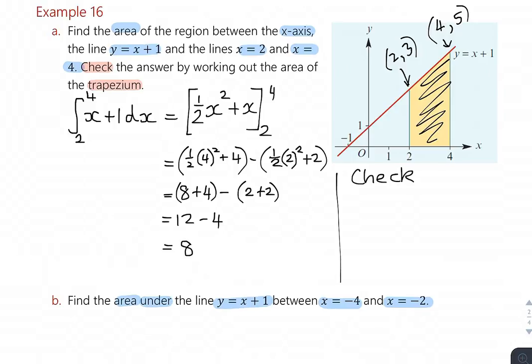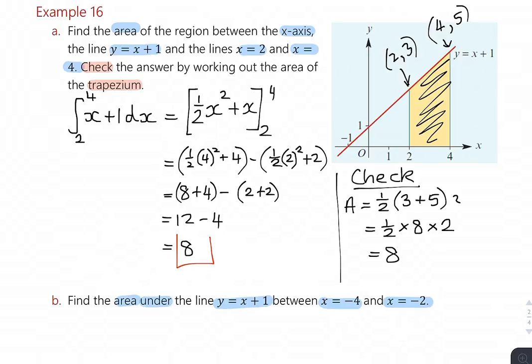We do need to check this, so we're going to check it using the area of the trapezium formula, so a half a plus b multiplied by the height. In this case, a is 3, b is 5, and the height is 2. When I go through and do this, I'll get a half times 8 times 2, which is just 8, so that's accurate, or we've checked our area region using the trapezium formula to get out 8 again.